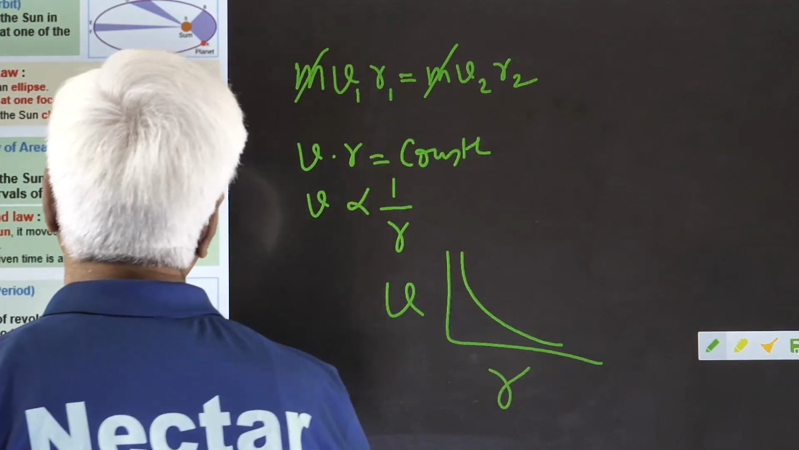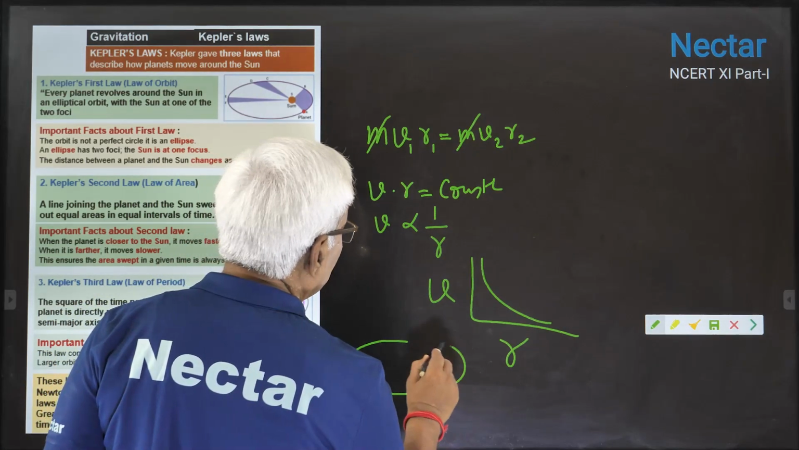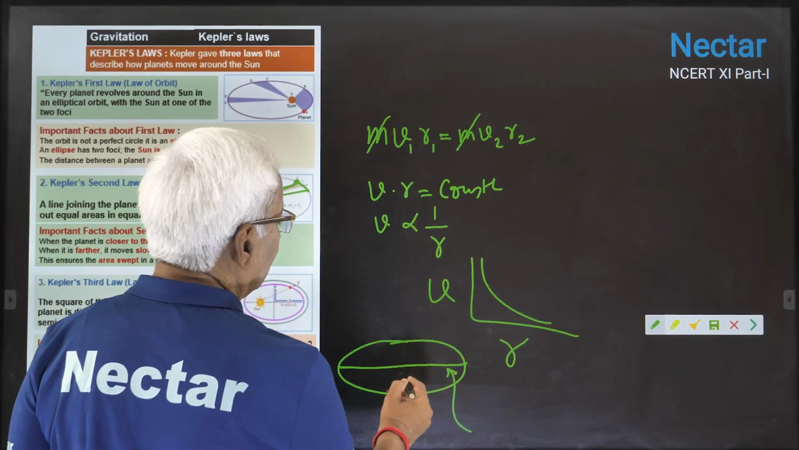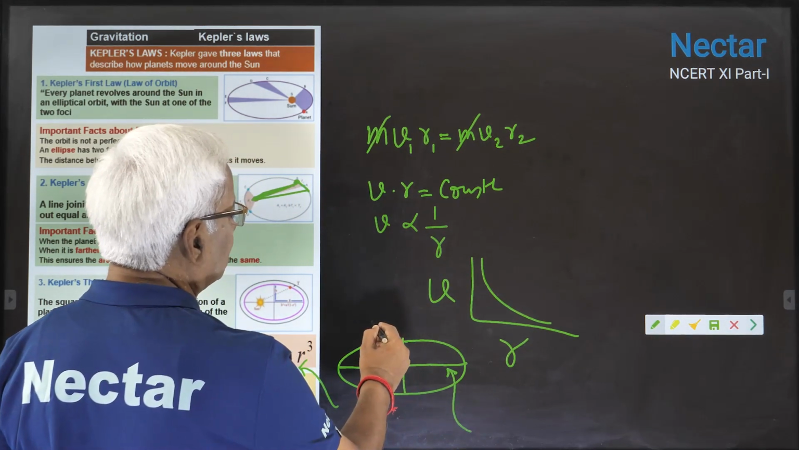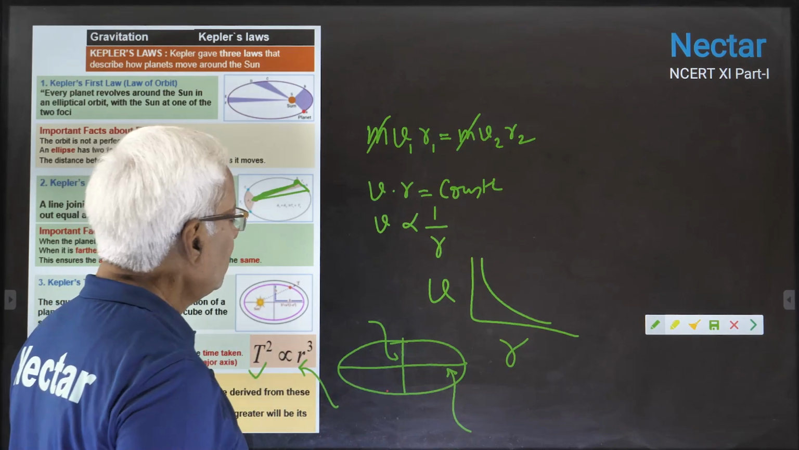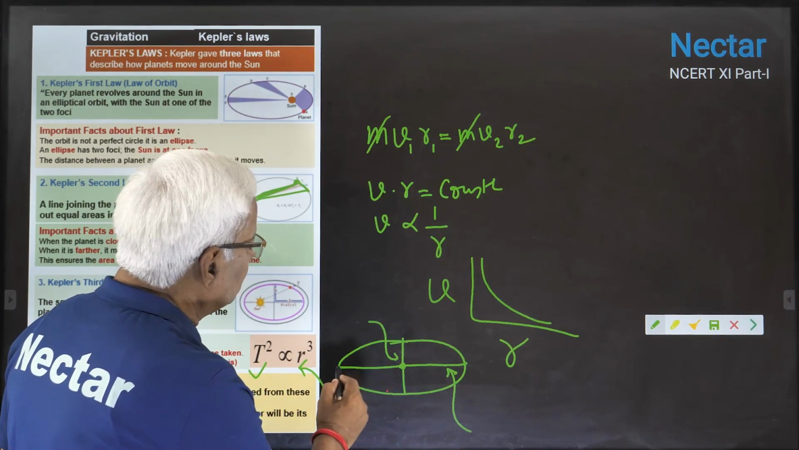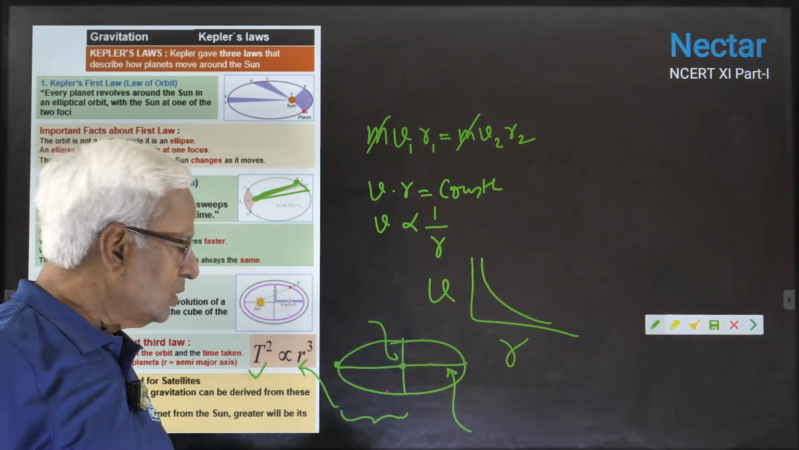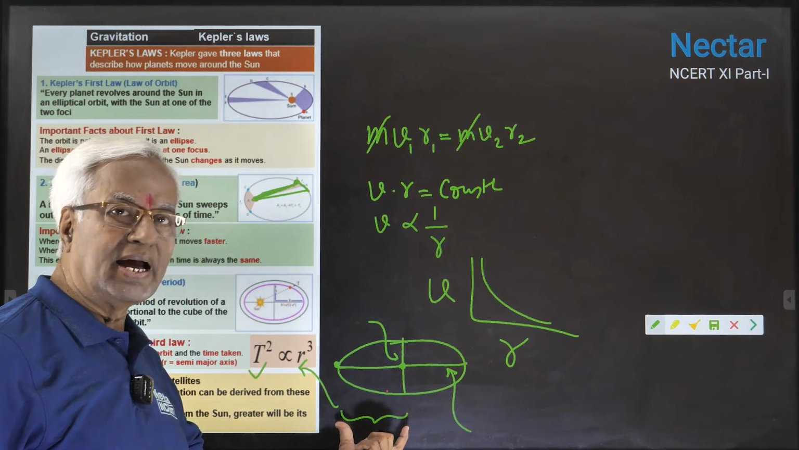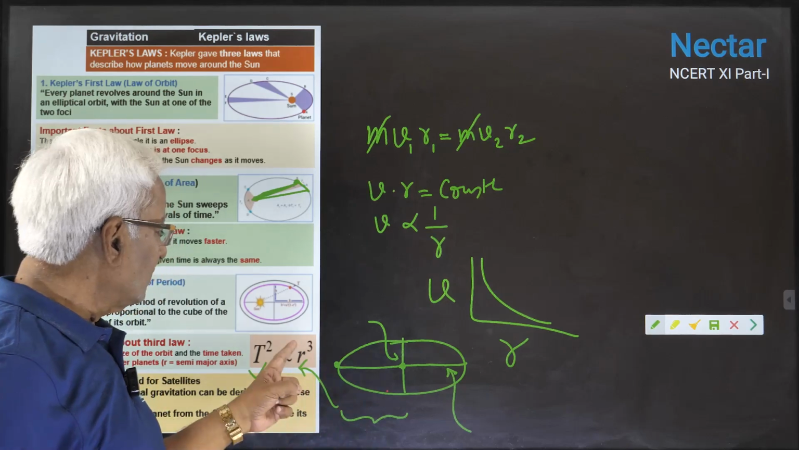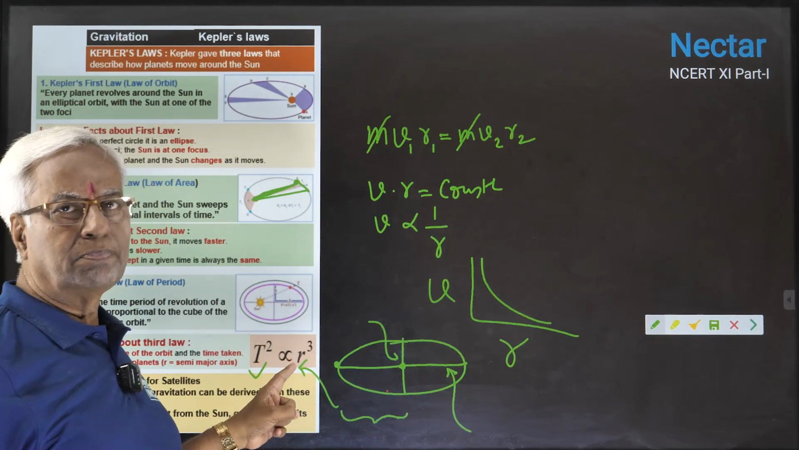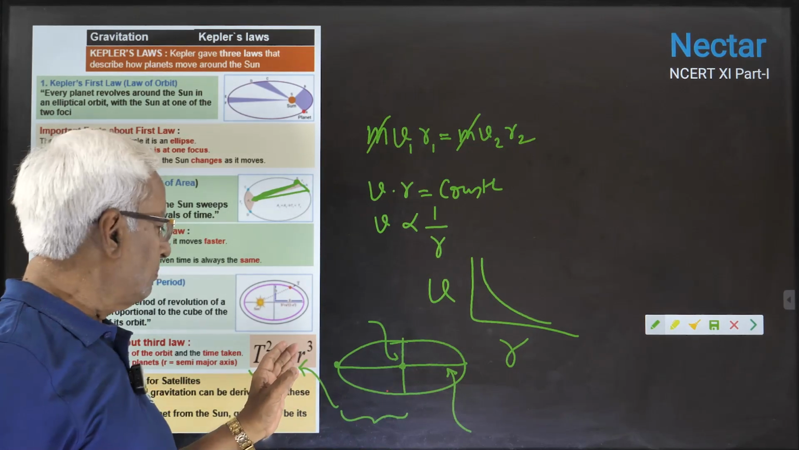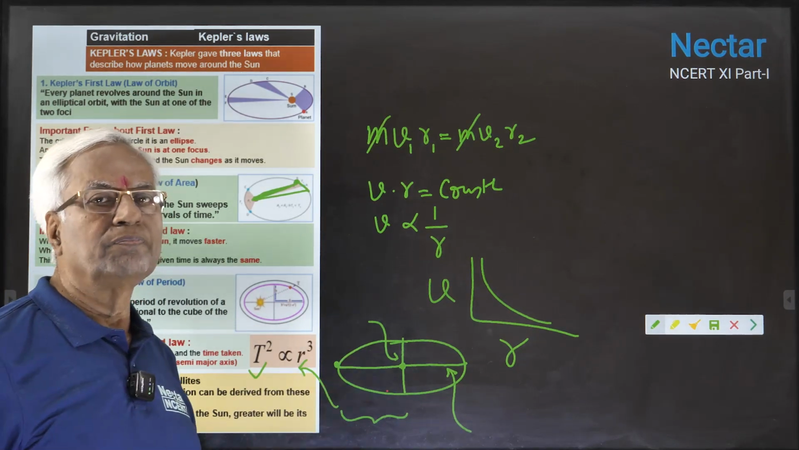You must know in the ellipse there are two axes. One is the major axis, this one, and the other is the minor axis, this one. Semi-major means this thing. This would be known as the semi-major axis. So what is this R here? It is simply the semi-major axis. T square proportional to R cube.